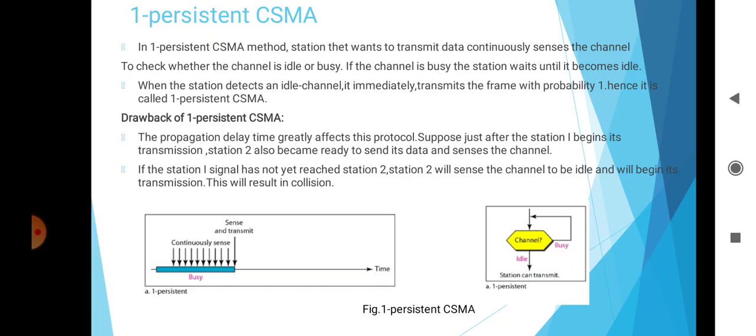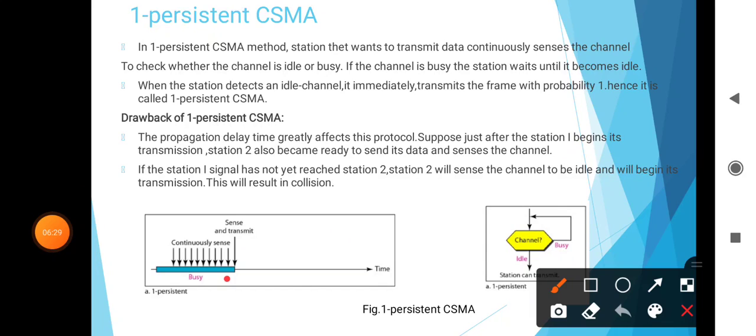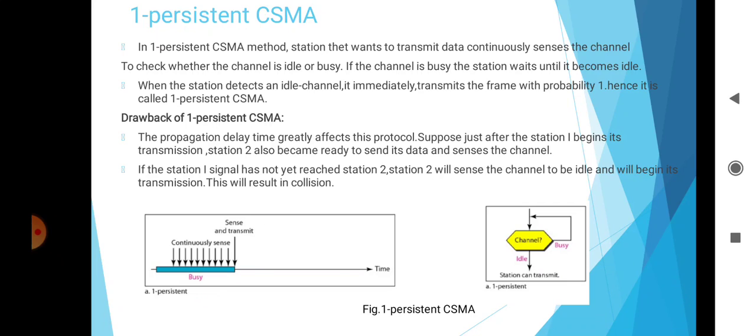Here the station continuously senses the channel, busy or idle, and then transmits. This is the structure for when stations can transmit in 1-persistent CSMA.